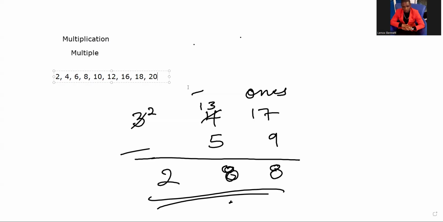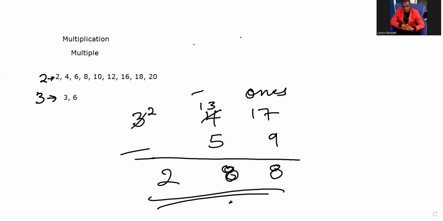So if we wanted to list the multiples of 3, it's the same principle. But this time, instead of adding 2, we're going to keep adding 3. So 3 plus 3, 6. I want you guys to finish it for me. List the first 10.